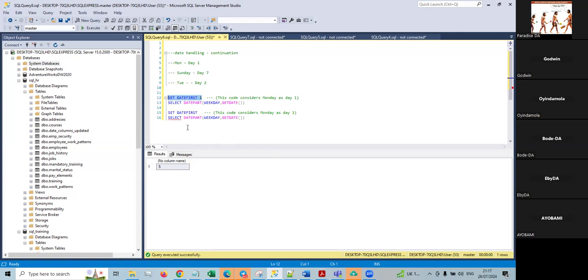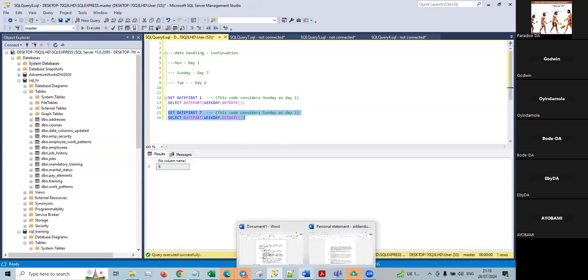Now, so when we do this, datefirst, we want the number, we want Sunday, so 7. So this now considers Sunday as day 1. Right? This considers Sunday as day 1. So if we run this, what are we going to get? Counting from Sunday, today is the 6th day, isn't it?